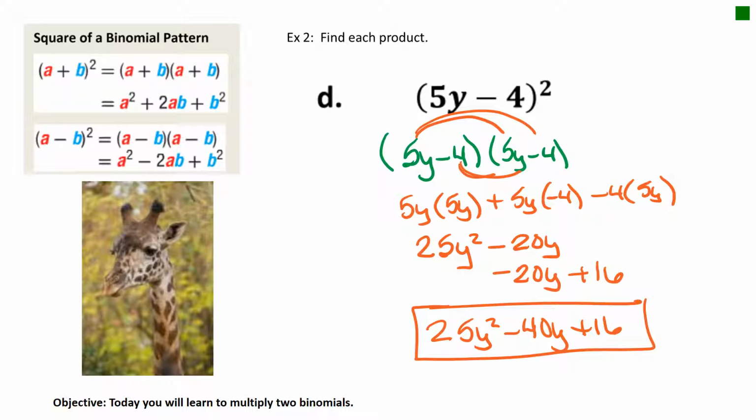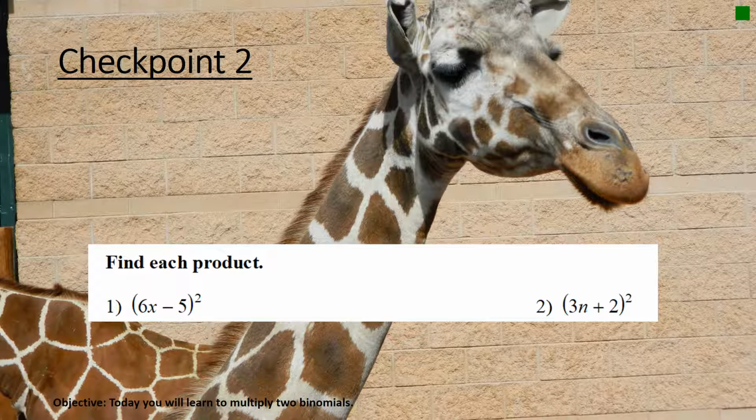Okay, guys, we only have one more slide, and it's a checkpoint. Checkpoint 2. I must have missed checkpoint 1, so I did it for you again. Oh my gosh, I'm so sweet. All right, write it twice. Distribute it out.